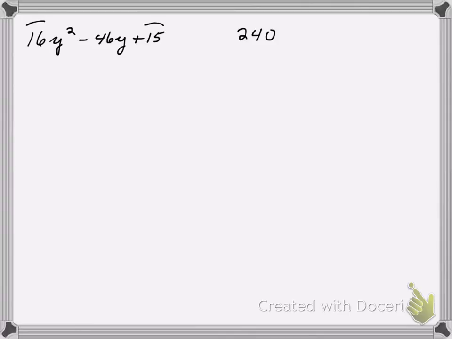So what am I going to do? I want to find the numbers that work. So I'm going to start with 1. What would that match up with? It would match up with 240. Then I'm going to do 2. 240 divided by 2 is 120. Then 3. 240 divided by 3 is 80. Then 4. 240 divided by 4 is 60. Then 5. 240 divided by 5 is 48. And then I'm going to do 6. 240 divided by 6 is 40.